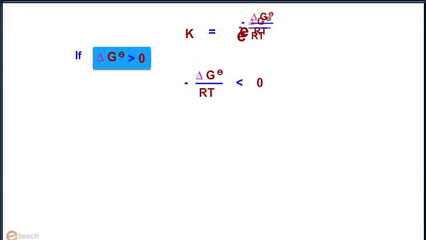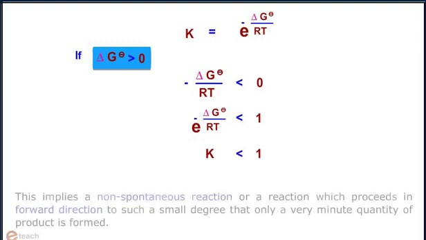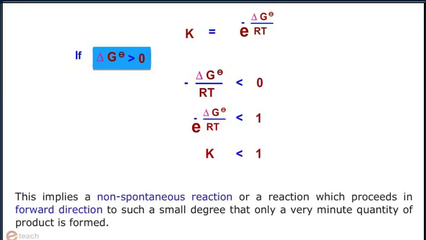If delta G naught is greater than 0, minus delta G naught upon RT is less than 0. This implies that e to the power minus delta G naught upon RT is less than 1, which further implies that K is less than 1. This implies a non-spontaneous reaction, or a reaction which proceeds in the forward direction to such a small degree that only a very minute quantity of product is formed.